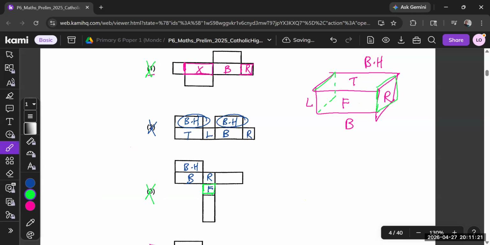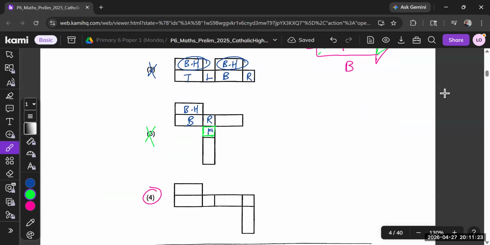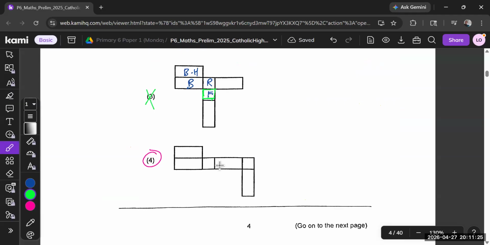Okay. Then number four. Where is your front? Or let's choose the bottom. Where's the bottom? Bottom will be here. Bottom, right. This is left. Then this is the front. You have to mentally visualize. Then this is your top, and this one will be the behind. You can put all the letters into the nets. So number four is the correct net.